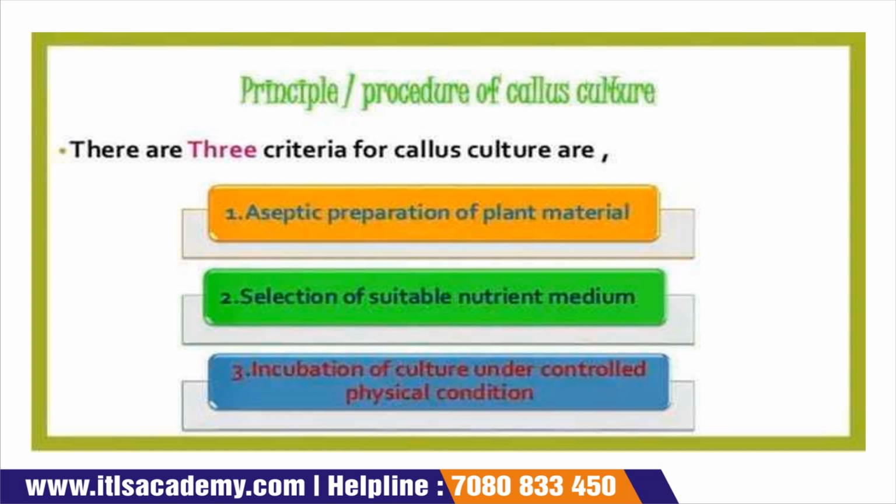One is the aseptic preparation of plant material. So first of all, we have to prepare the plant material aseptically. Now, the second criterion is that we have to select a suitable nutrient media. This is very important because not every media fulfills the requirements of every type of plant. Now the third criterion is incubation of the culture under controlled physical conditions.